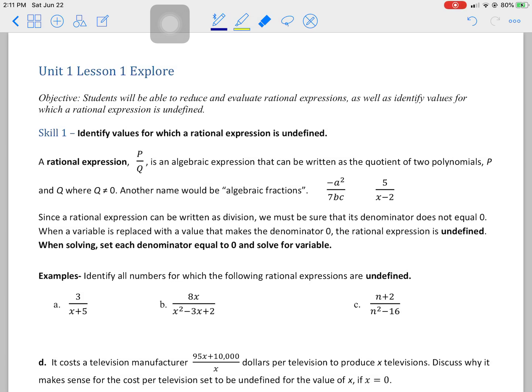Okay, Unit 1, Lesson 1, Page 2. Students will be able to reduce and evaluate rational expressions as well as identify values for which rational expressions are undefined.